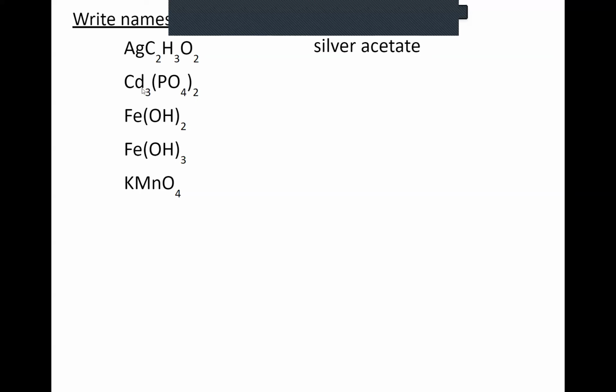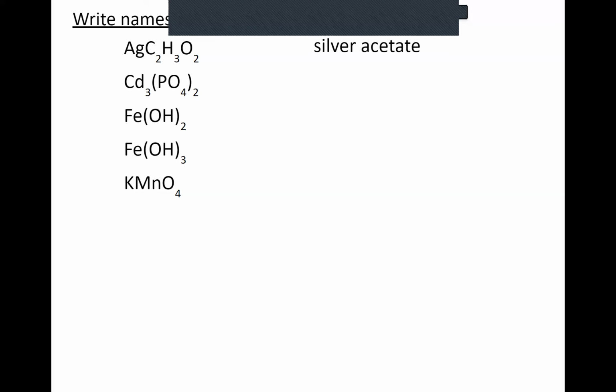Cd. Look on your periodic table and see if you can find Cd. It stands for cadmium. And guess what? It's right next to silver. So it's in the transition metal block as well. And again, we've encountered one of those special 3 elements in the transition metal block that have stable charges, and they therefore do not take a Roman numeral.